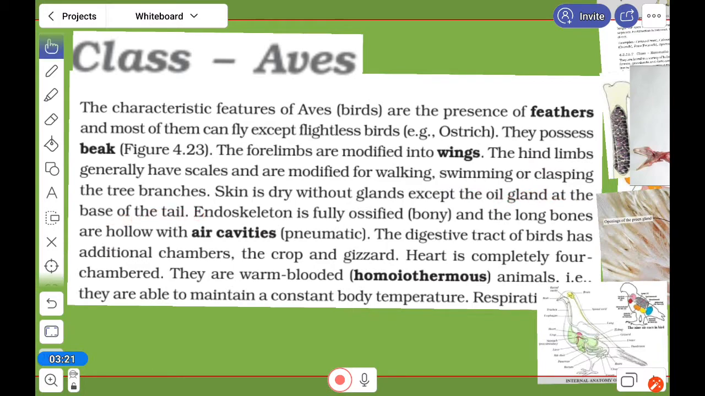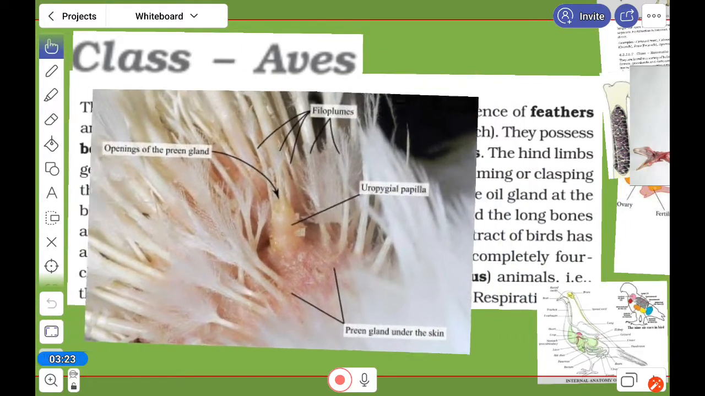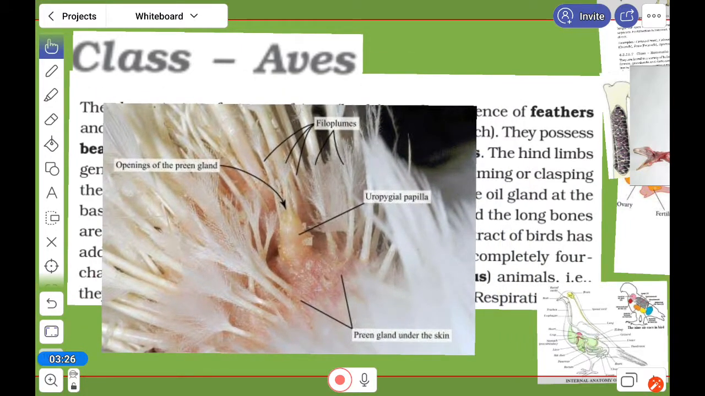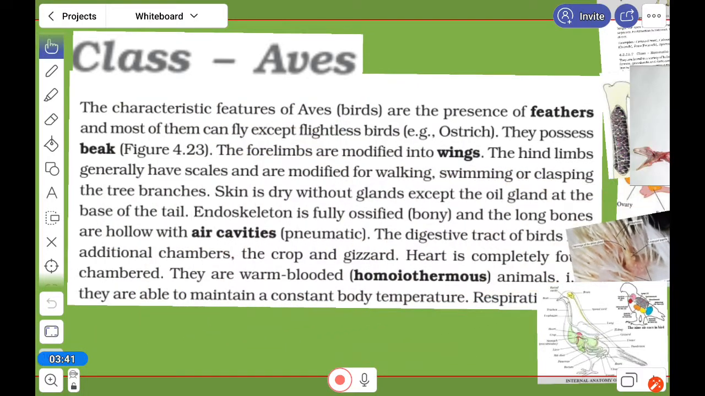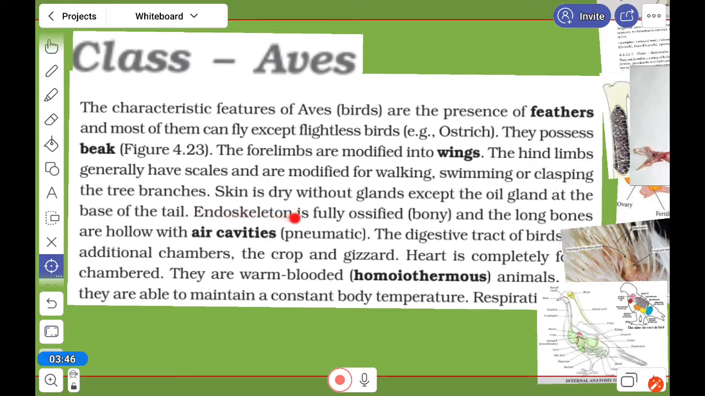We can see this part. This is the oil gland. You can see here the uropygial gland, the preen gland, under the skin. This is the oil gland which is found in the bird. Okay. The endoskeleton is fully ossified, a bony structure, and the long bones are hollow with air cavities, the pneumatic bones. The pneumatic bones are present.